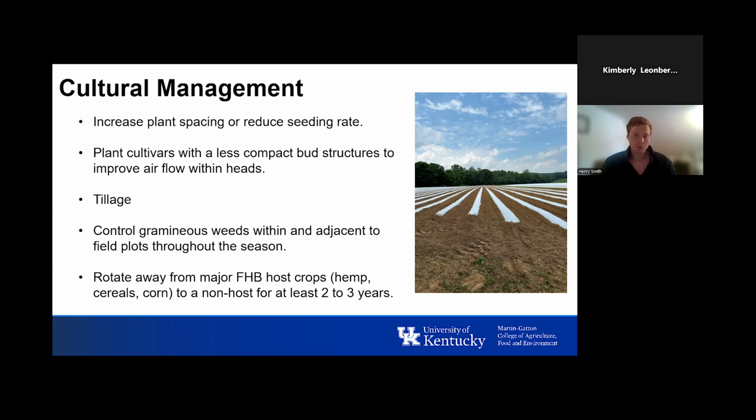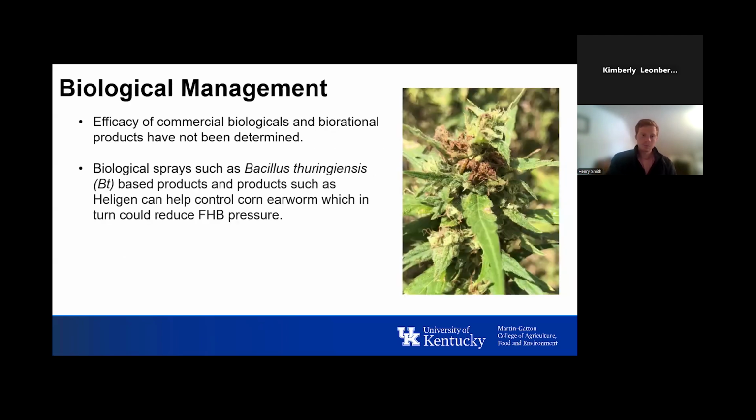And then also rotating away from host crops. So rotating away from hemp, cereals, and corn to a non-host for at least 2 to 3 years can help reduce your inoculum buildup in the field. And then currently there are not any chemical or synthetic pesticides labeled for hemp here in Kentucky. So growers do have to rely on biologicals and biorational products.